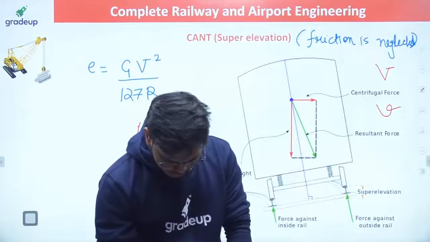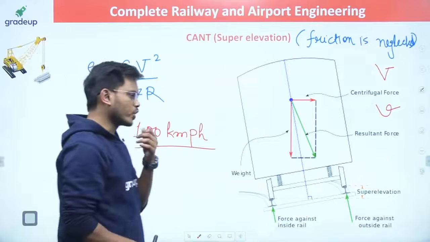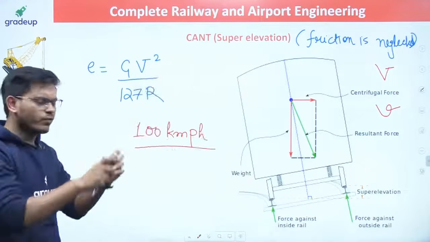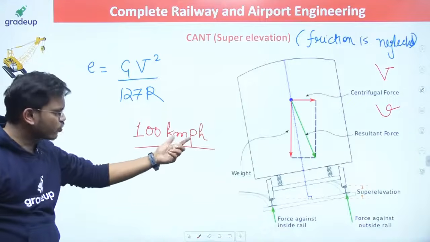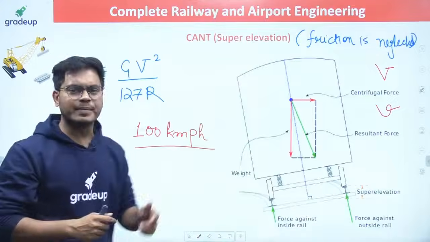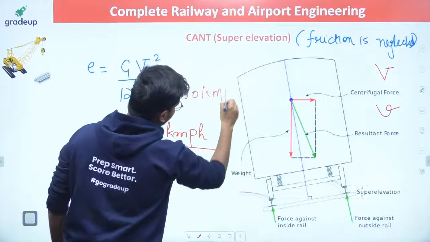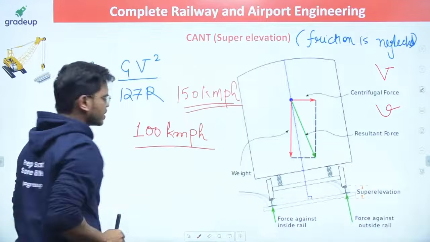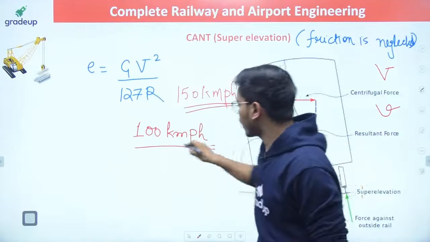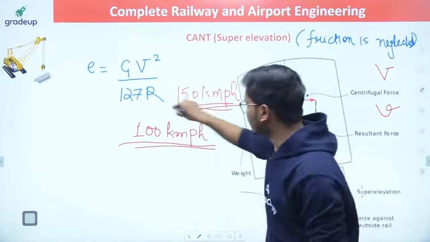Okay, cool. Perfect. Okay guys, now understand. Whatever CANT you have provided here is for this particular speed. Imagine there is another train coming whose velocity is 150 kmph, right? I have designed this particular section for 100 kmph. But there is another train coming with the velocity 150 kmph.